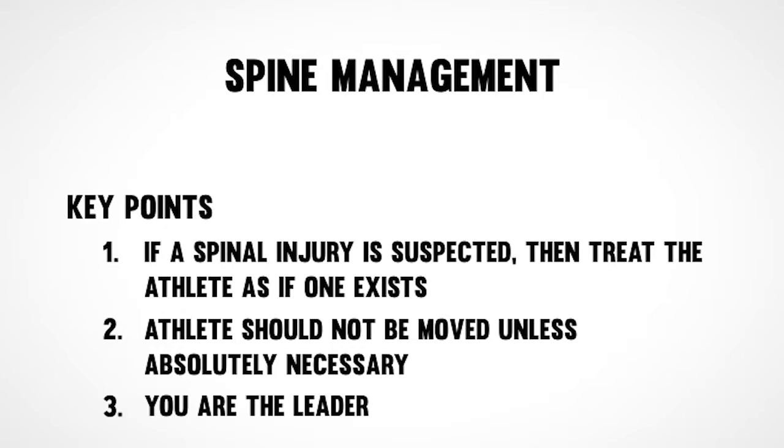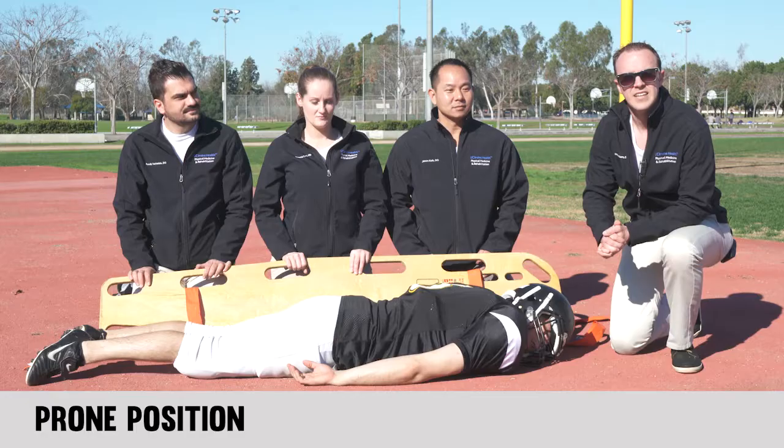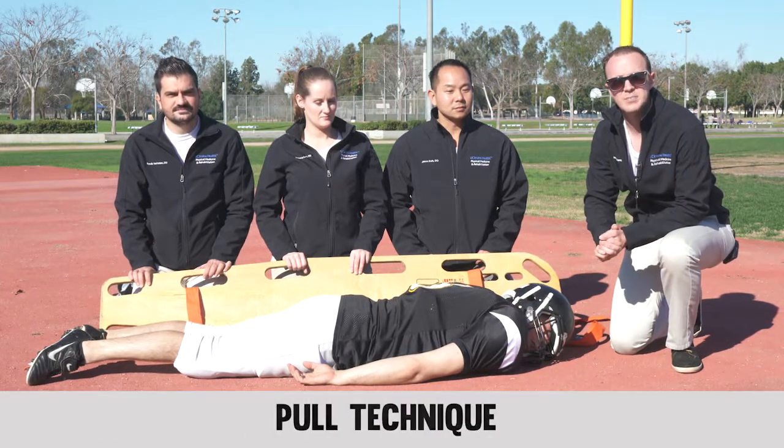The third important element to remember is that you are the leader out on the field. You'll be the one coordinating the team members around the athlete, and the athlete will not be moved unless you indicate so. In these first two scenarios, we will play out as if the athlete is found prone on the field. In this first technique, we will be using a pull maneuver onto the spinal board.